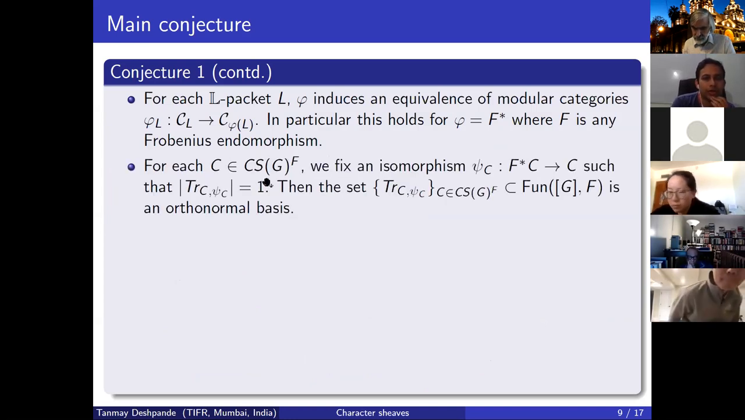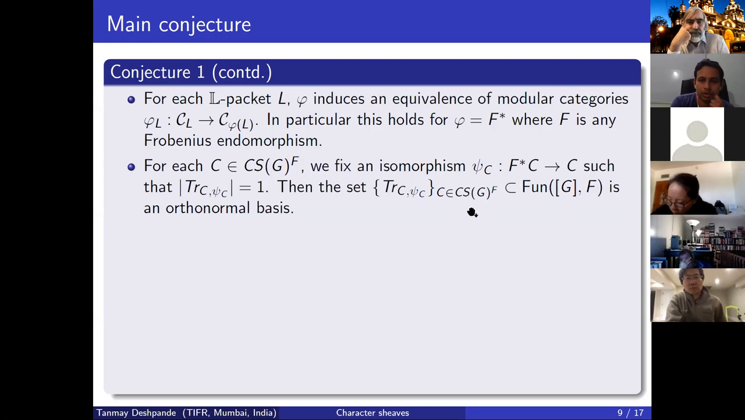Now let's look at the set of character sheaves. The previous conjectures say that Frobenius preserves the set of character sheaves. So let's look at a fixed point. So let's look at a character sheaf which is fixed by Frobenius, and let's fix an isomorphism between the Frobenius pullback and C such that the norm of the associated trace function is 1. So we can choose an isomorphism in such a way that the norm of this function is 1. Then we expect that these functions form an orthonormal basis of the set of class functions on all the pure inner forms. So the F-stable character sheaves give rise to an orthonormal basis of the space of class functions on all the pure inner forms.